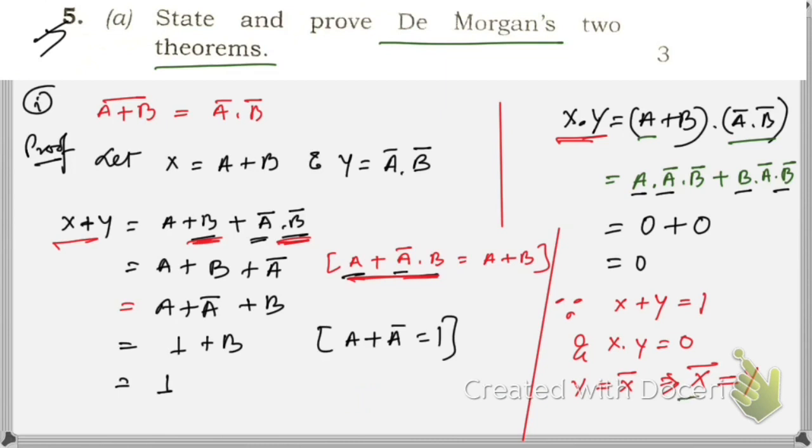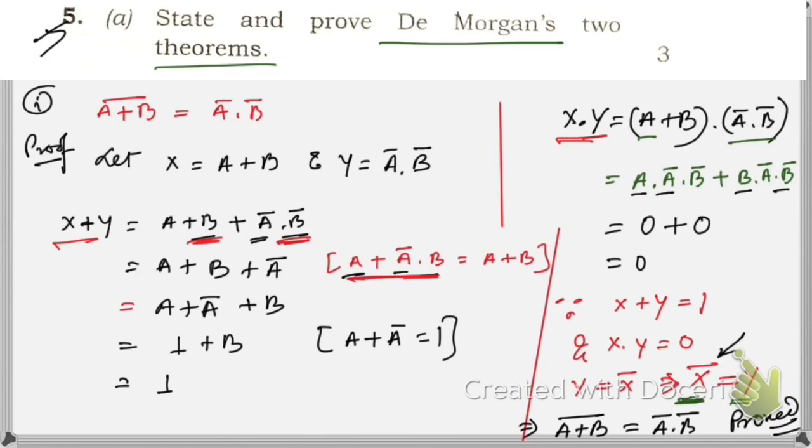That's why we can write y must be the complement of x. So here we have followed that property, and in this case, what is x? x is nothing but a plus b. So instead of x, we can write (a plus b) complement, because we have x complement here and x is a plus b, is equal to y, which is a complement dot b complement. So the first property is proved.